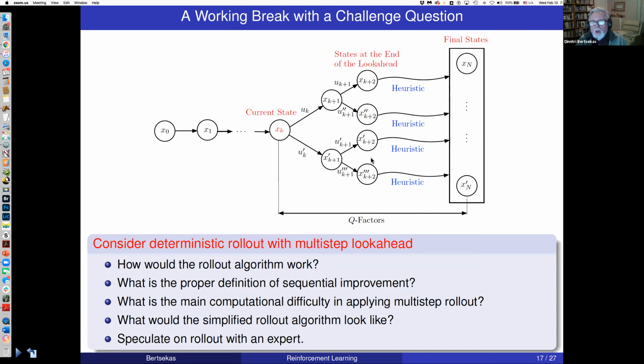We're going to look at all Q factors. The Q factors here involve sequences, L-step sequences of controls, plus a heuristic cost. I'm not sure if that's exactly the same as what you said. No, it's different, but I kind of see it now. Okay. Anybody else about this operation? Any comments?